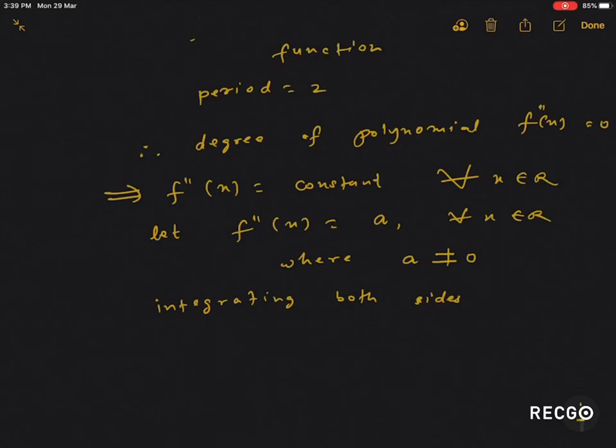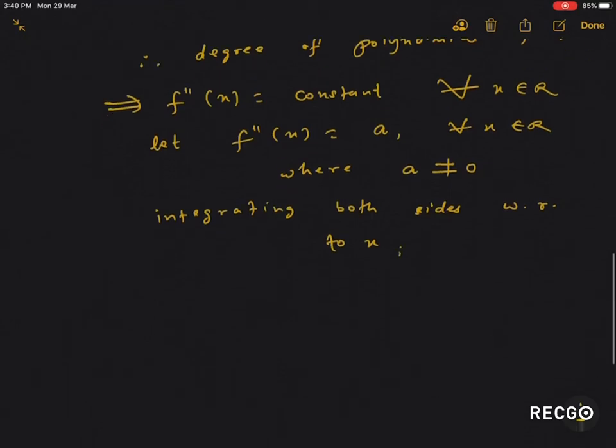Therefore f double dash x is equal to a, I have assumed, and a not equal to 0. Now I'm doing the reverse. I'm integrating both sides with respect to x. Now after first integration, what we should get is f dash of x is equal to ax plus b, where b is the constant of integration. As you can see, in indefinite integration we have to add one constant of integration.